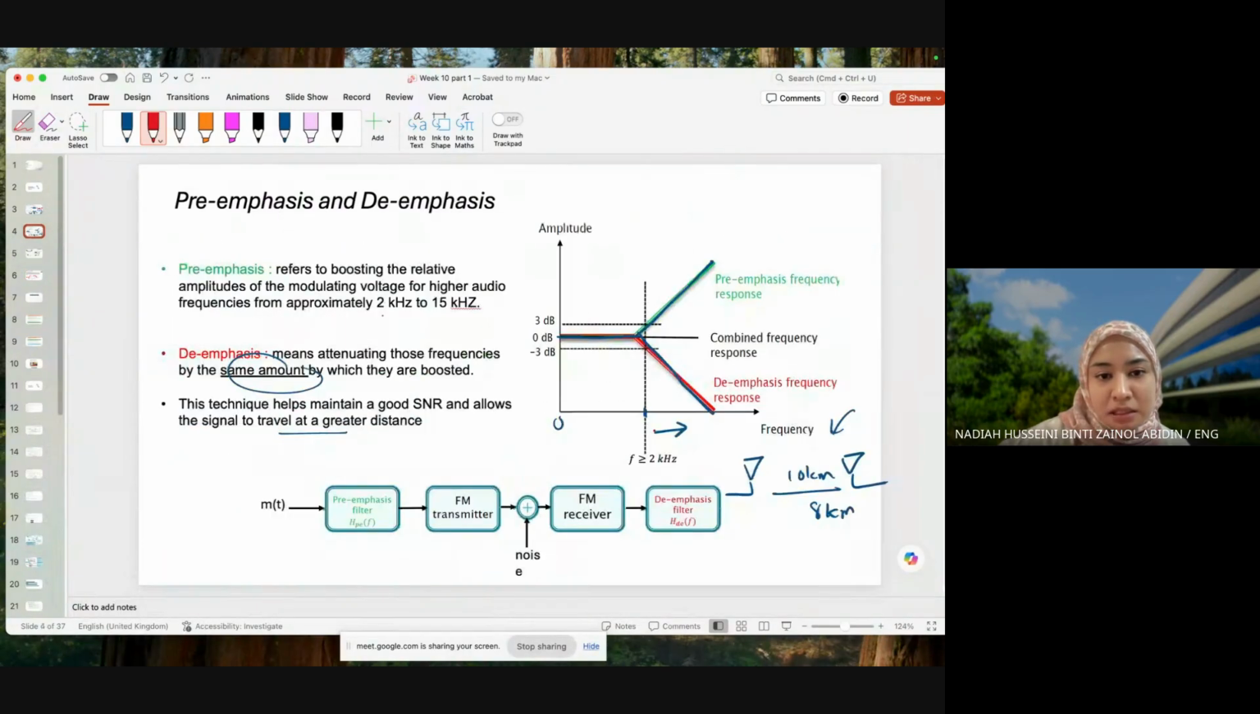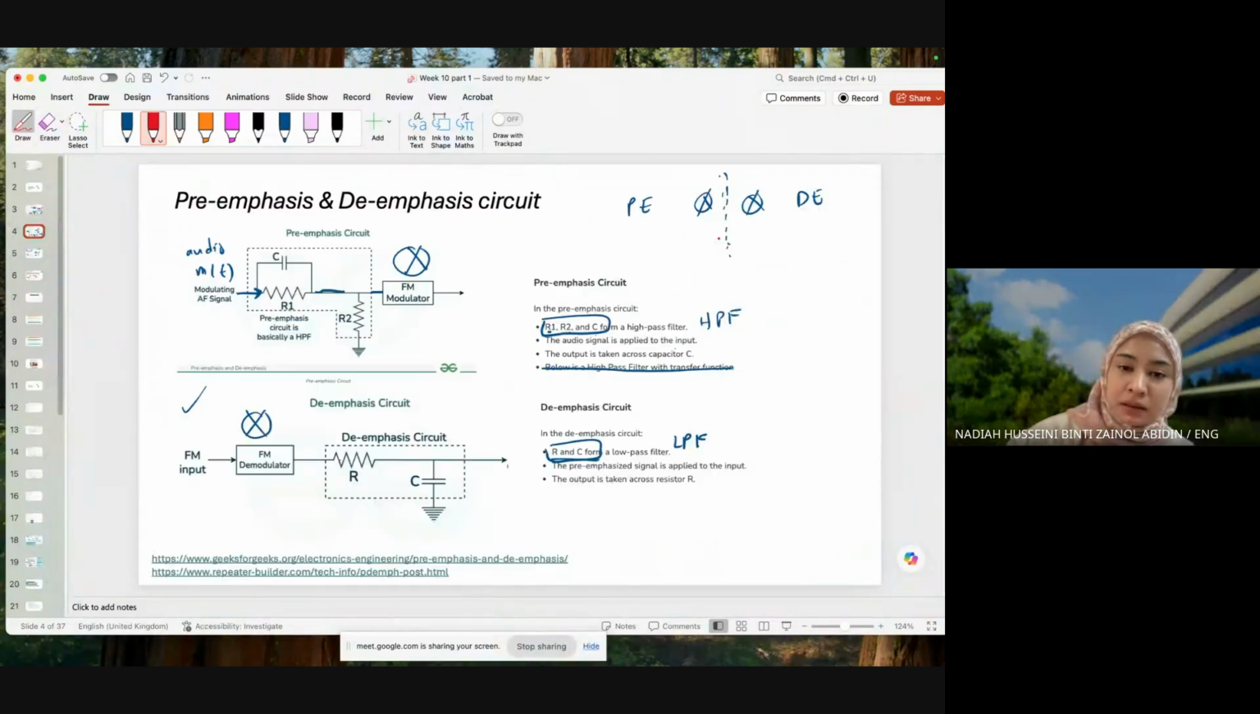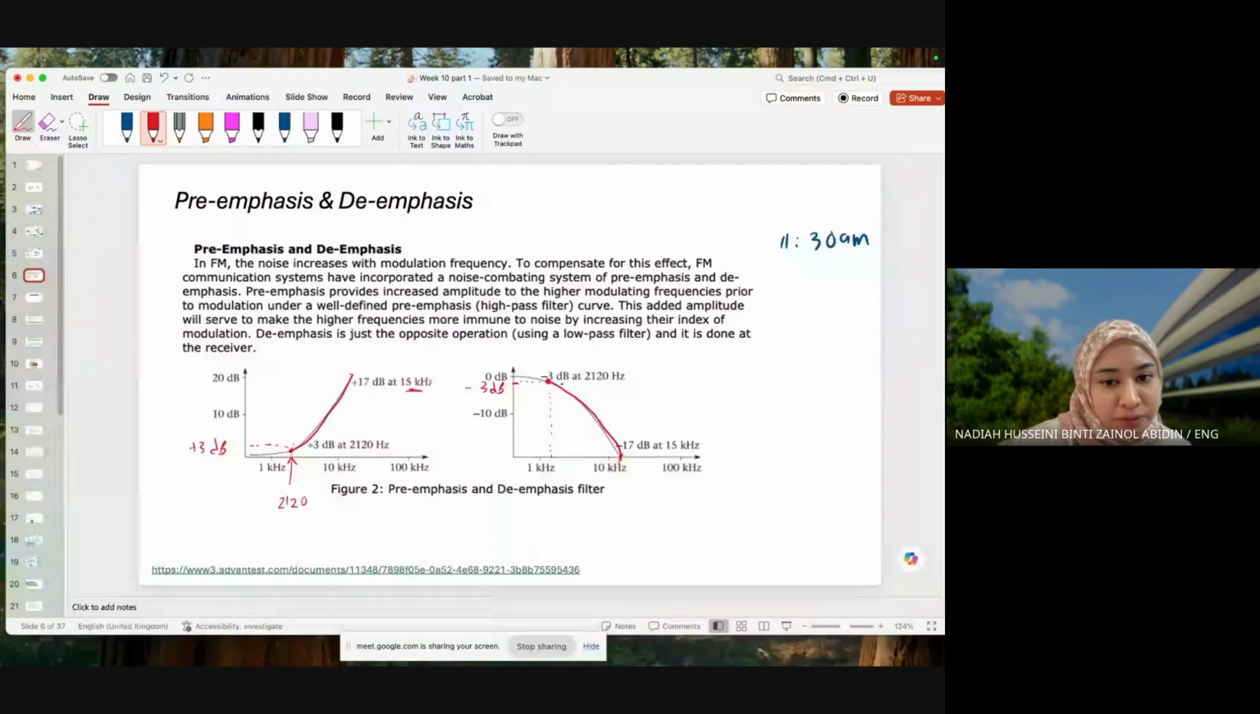This is a simplified representation to help us understand better. Of course, it's not perfect. You can see that this goes this way and this goes the other way. Does it really cancel out the attenuation? Not perfectly, but it does the job.